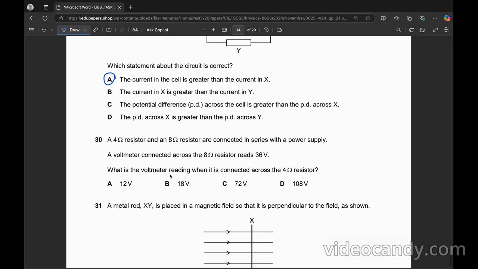So you know the equation, Ohm's law, V is equal to IR. That means voltage and resistance are directly proportional. You can see that the resistance decreases by half, so the voltage will also decrease by half, so that will be A to B.